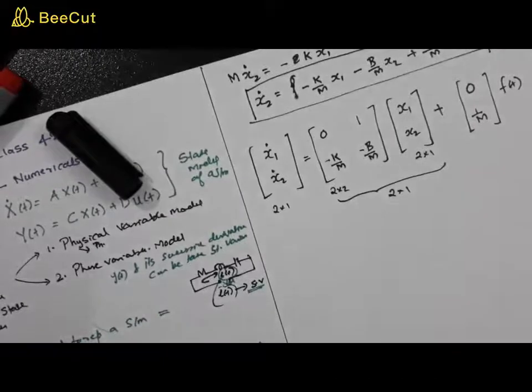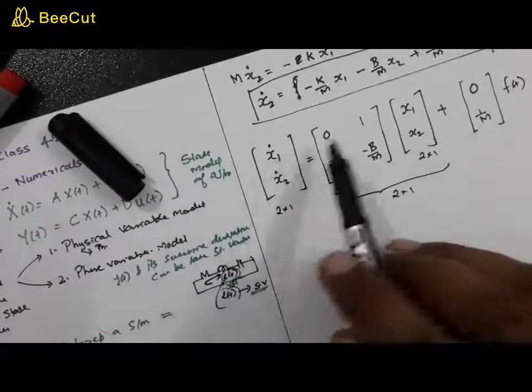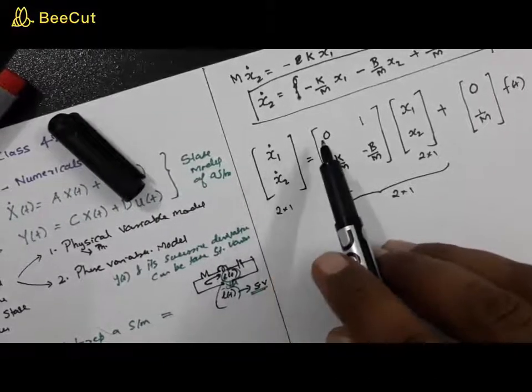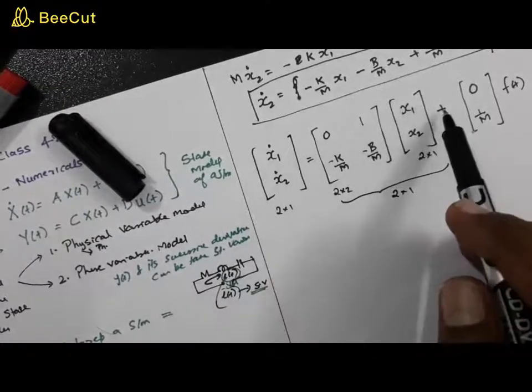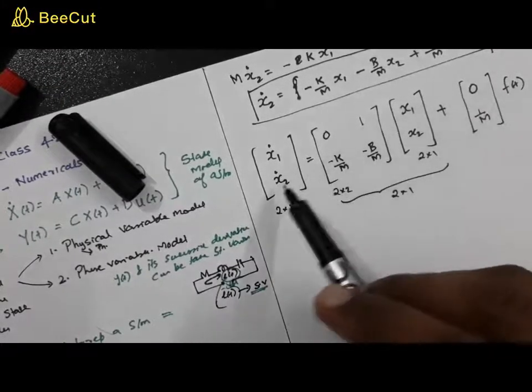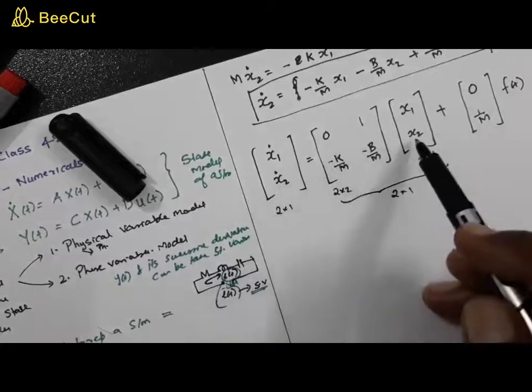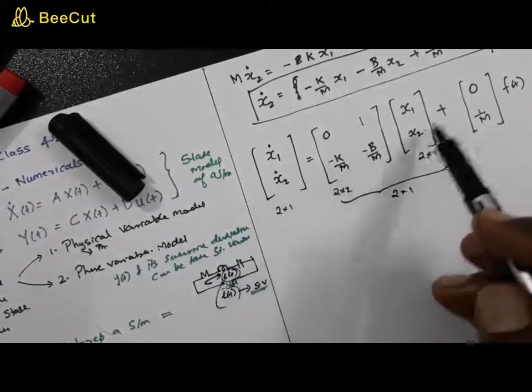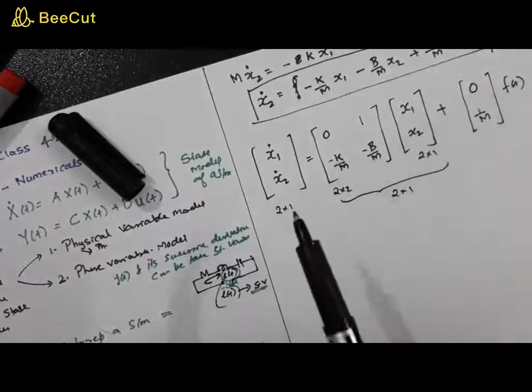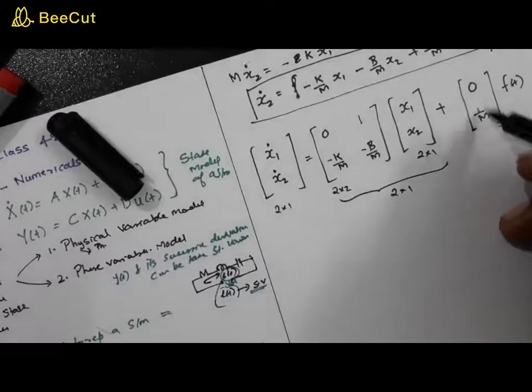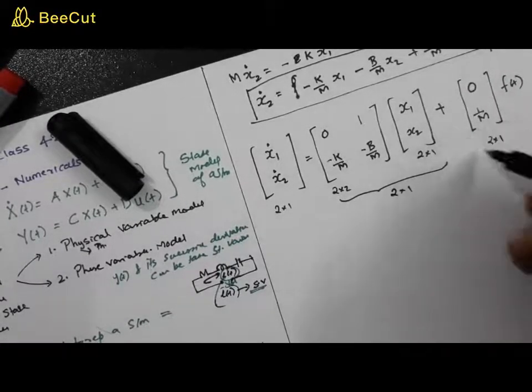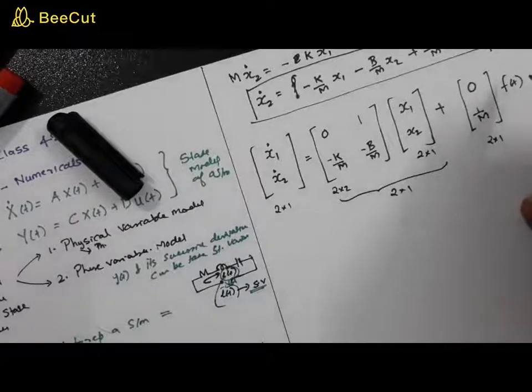Now look at this. You may just try to write down the equation in this way. So this will be x1 dot is equal to x1 plus 0, right? x2 dot is minus k by m into x1 minus b by m into x2 plus 1 by m into f of t. Okay, so this is also a 2 into 1 matrix, a 2 into 1 matrix into a function. That is again a 2 into 1 matrix. So this is addition, the matrices are additive as well.